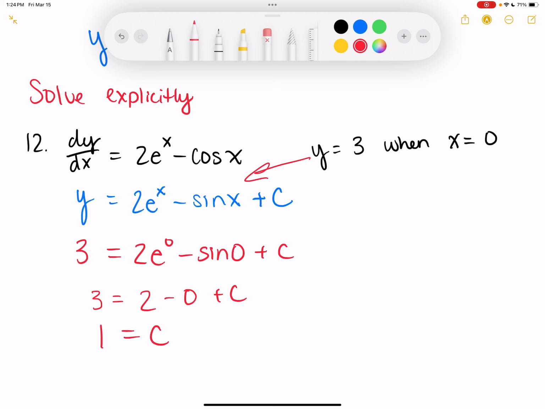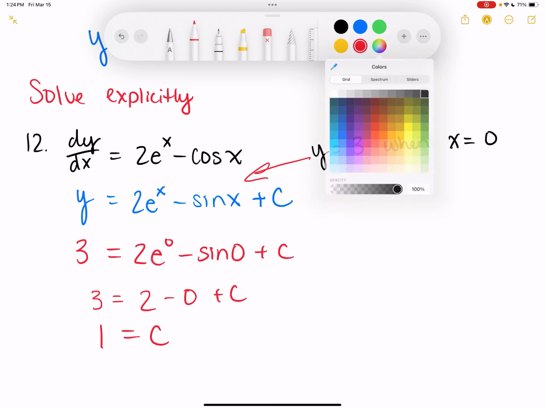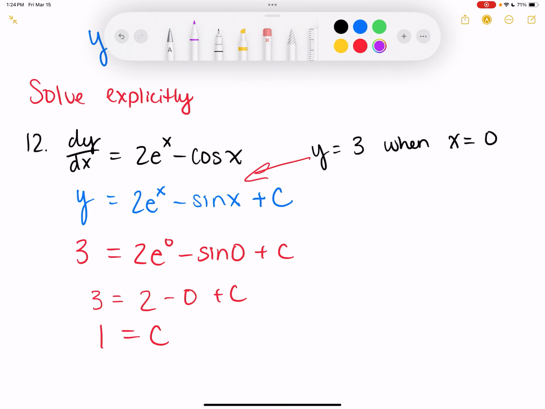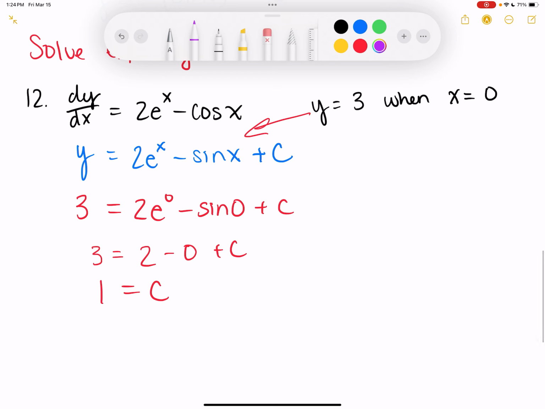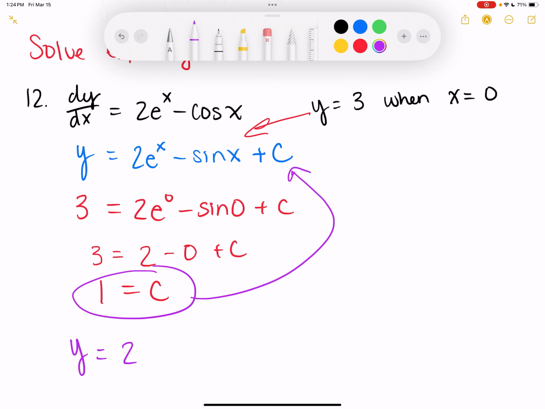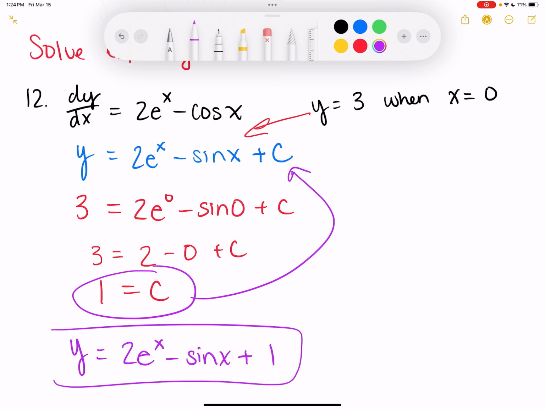Then to wrap it up, we plug this back in for C. So we get y is equal to 2e to the x minus the sine of x plus 1. Now this allows us to actually know what C was. Previously, C was just a constant. We didn't know what it was. It might have been 0. If it's just 0, then you would just rewrite it without anything there, if that ever happens.